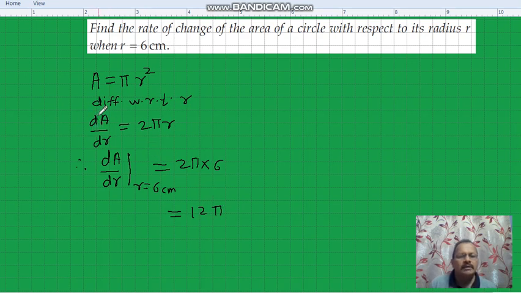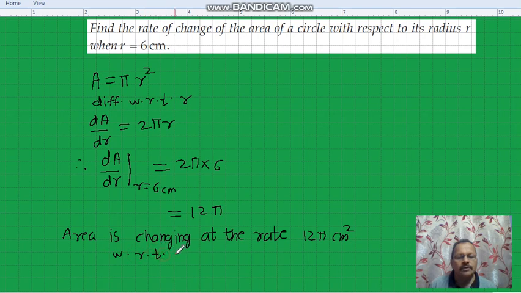Now area is measured in terms of centimeter square, and therefore here the change in area is also in terms of centimeter square. So I am giving the unit here in the final answer. The area is changing at the rate 12 pi centimeter square with respect to radius.